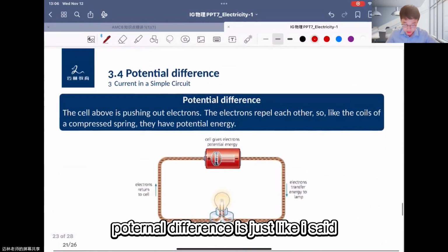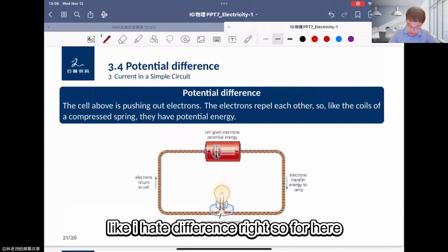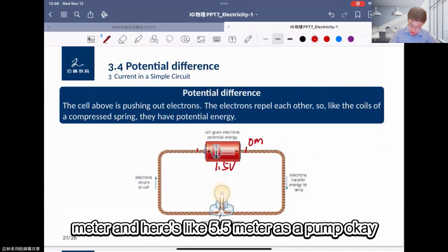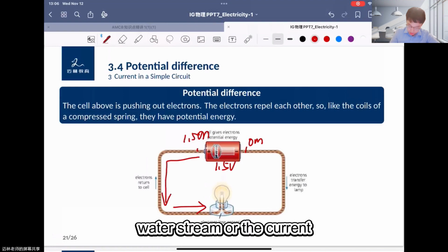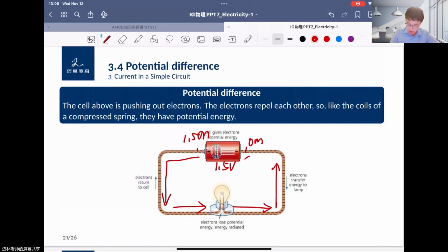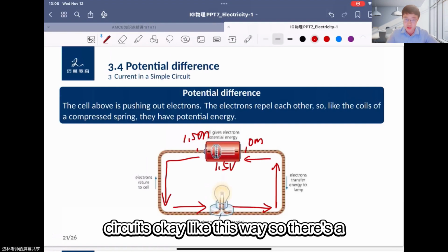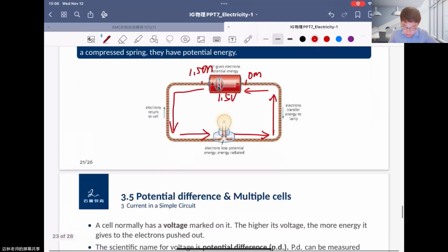Another meaning of potential difference is, like we have said, a height difference, right? Here, maybe the battery's potential difference is 1.5 volts. That means maybe here is like 0 meter, and here is like 1.5 meter, as a pump. So here we have a water stream, or the electrical current, moving through the circuit. There's a potential difference between each component, okay?